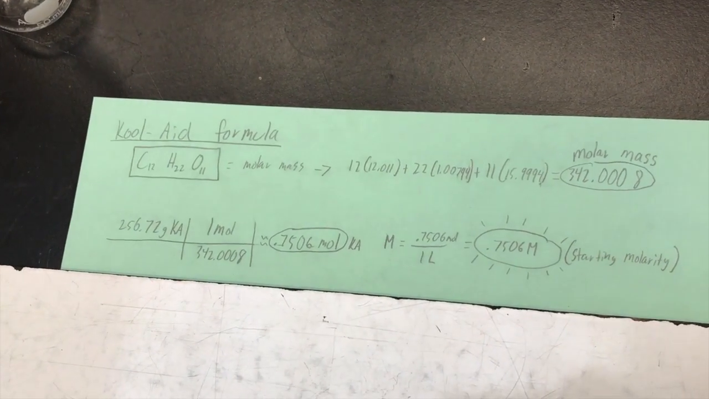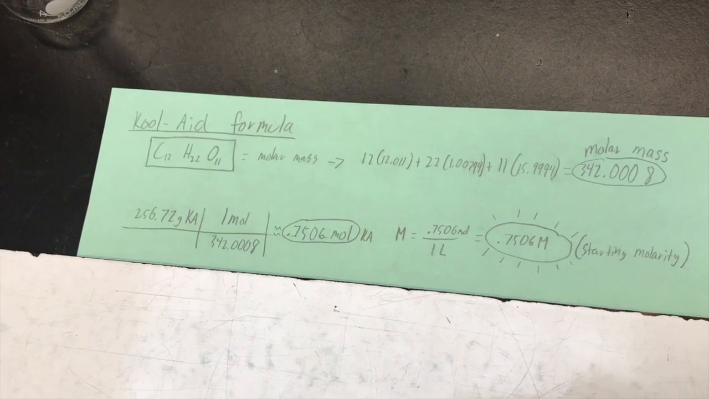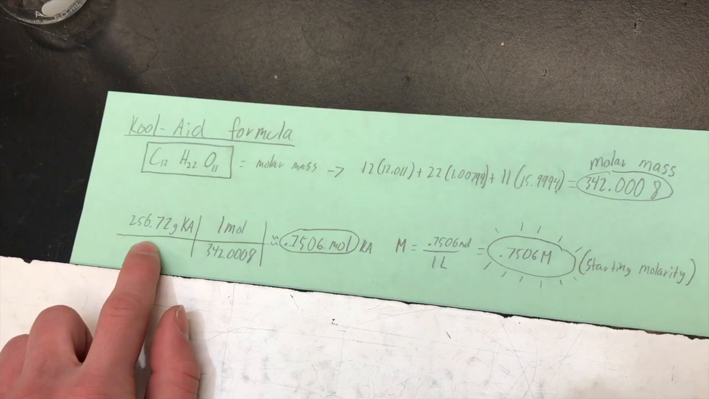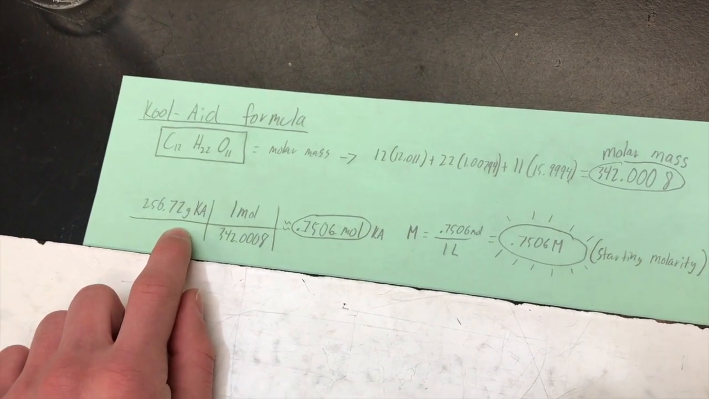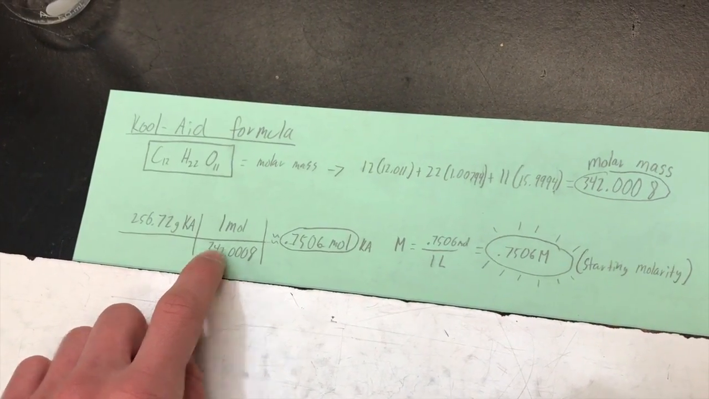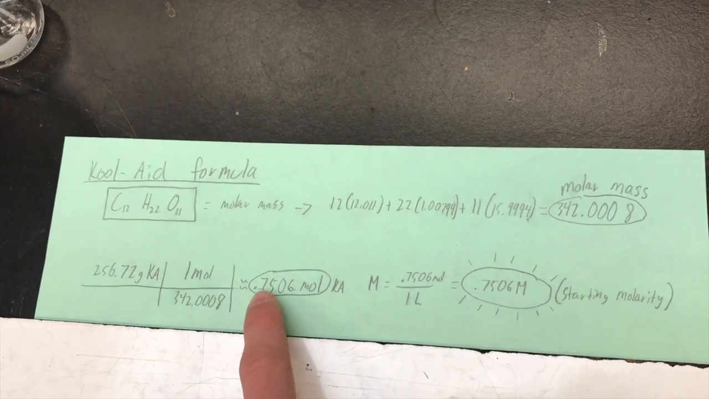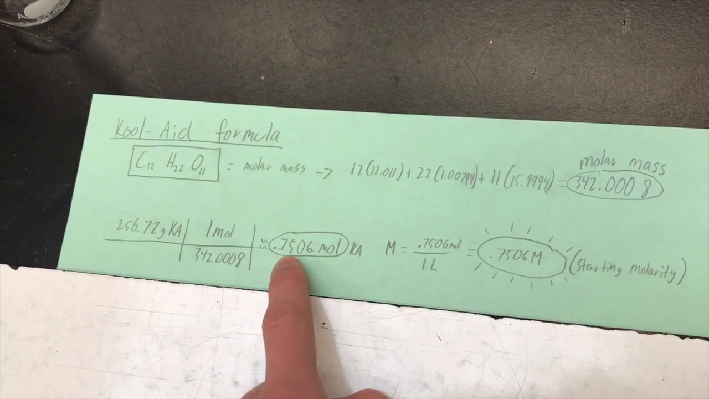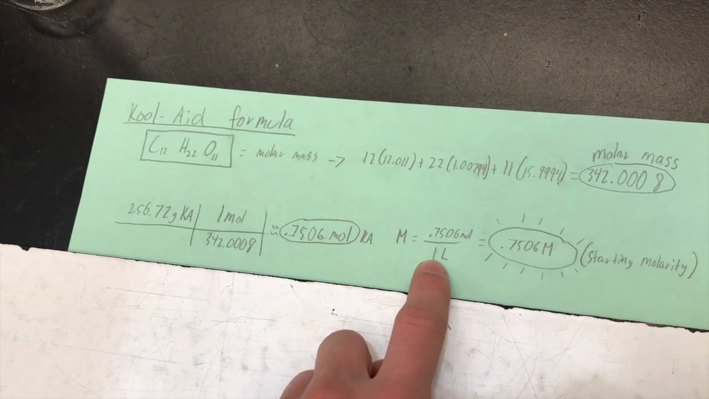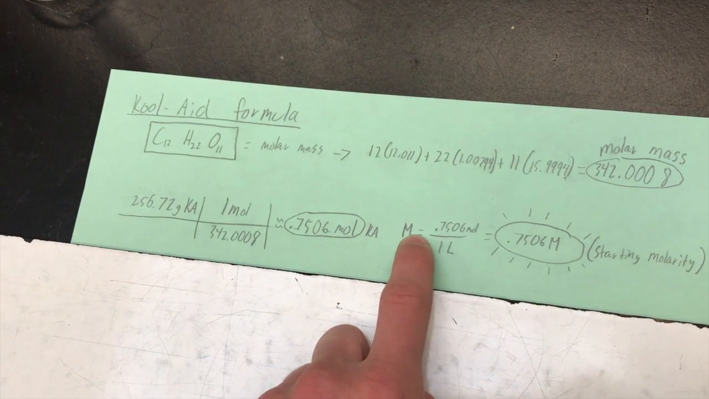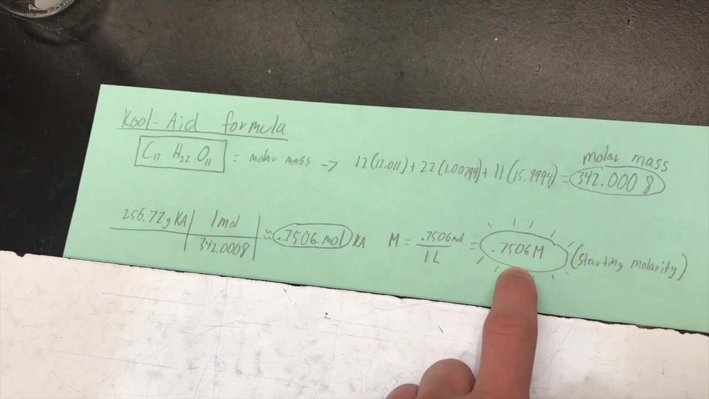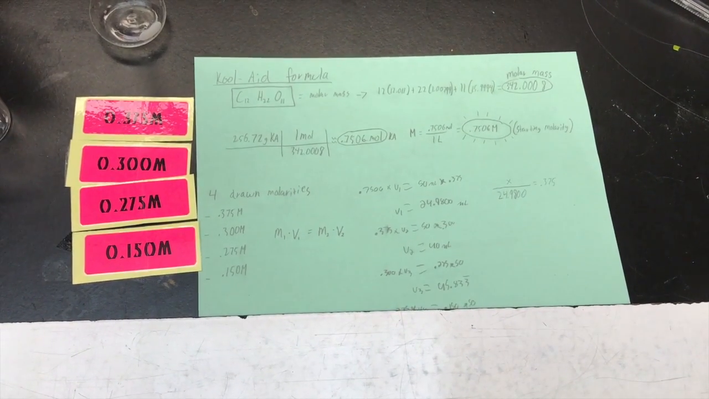So with our calculated molar mass, we're going to run a railroad track to find our molarity. We know that we put in 256.72 grams of Kool Aid, and 1 mole of Kool Aid equals 342.008, our calculated molar mass. So we got a total of 0.7506 moles of Kool Aid, and molarity is moles over volume, and our volume is 1 liter. So we do our calculations, and our starting molarity is 0.7506.